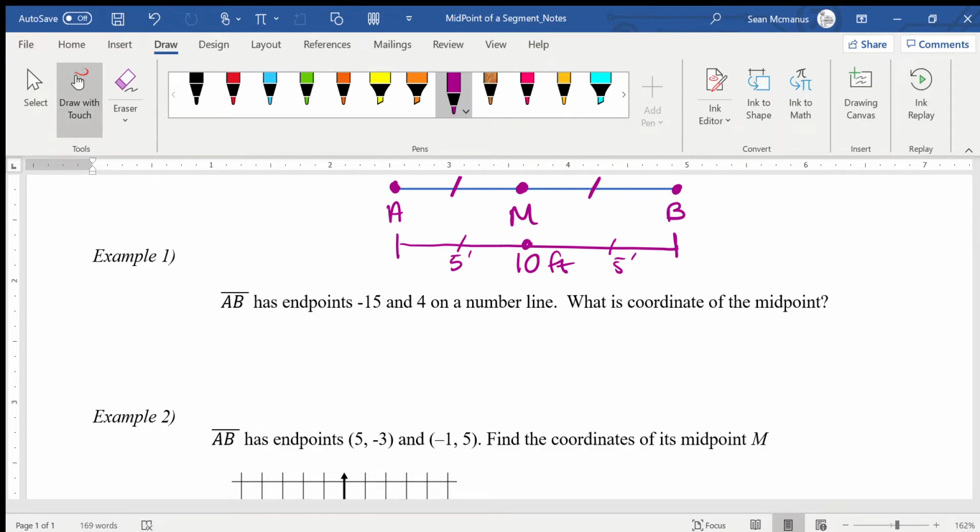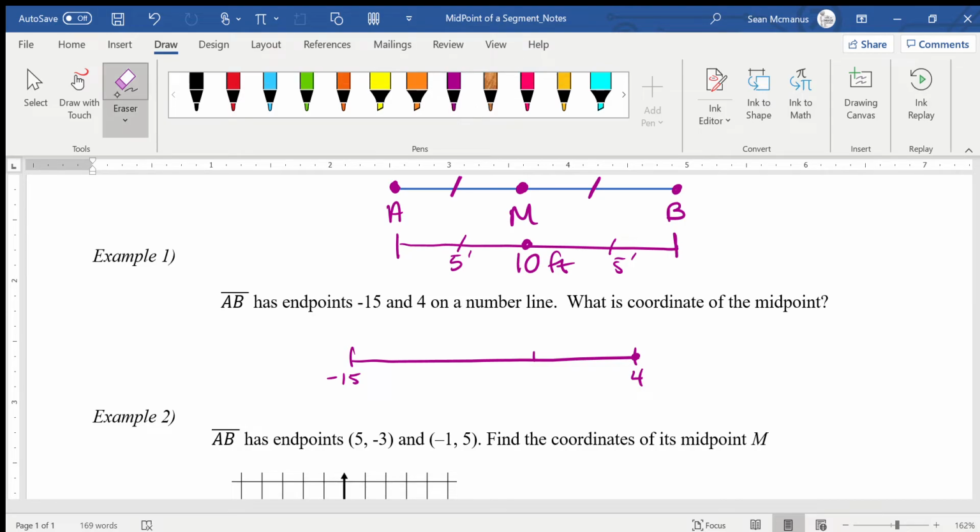So segment AB has endpoints at -15 and 4 on a number line. So we're just going to think of a number line, and on one end we have -15, right? Somewhere in here is the 0, and then on this side we have 4. And it's asking me to find the midpoint, right? Maybe I shouldn't put the 0 on there, it's kind of confusing. But we have a number line here, -15 to 4, and we want to know what is the midpoint.